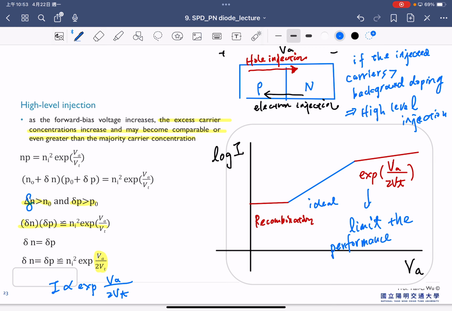Under high current operation, if you want your PN diode to operate at pretty high current, then you have to consider this high level injection, because high level injection will limit the performance of the PN diode.